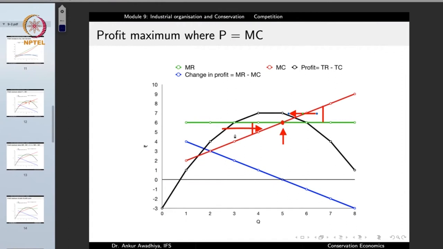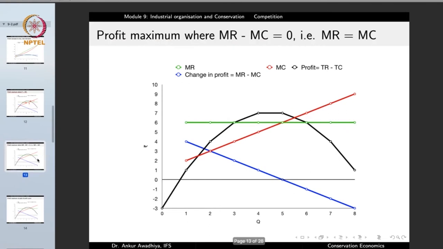So for all the points to the left, what we are saying is that if we increase the number of items, then we can increase the profit. For all the points on the right, we are saying that we are already making a bit too much, we should reduce the quantity. And so this will be the quantity at which the profit will be maximized. So profit is maximum where P is equal to MC, which is the price is equal to the marginal cost of production. We can also say that profit is maximum where MR minus MC is equal to zero. It is marginal revenue minus marginal cost is equal to zero.